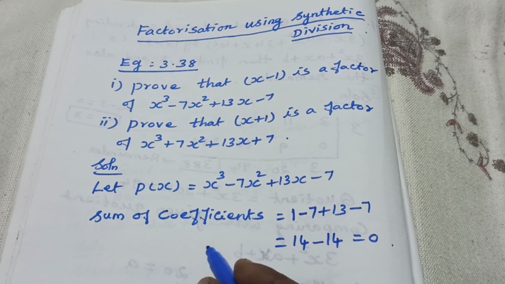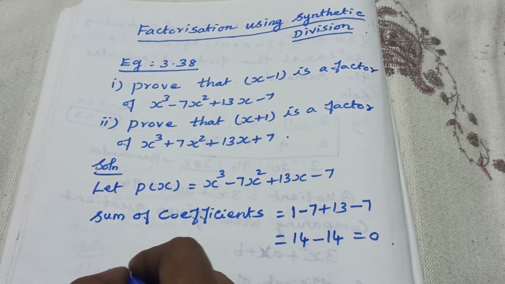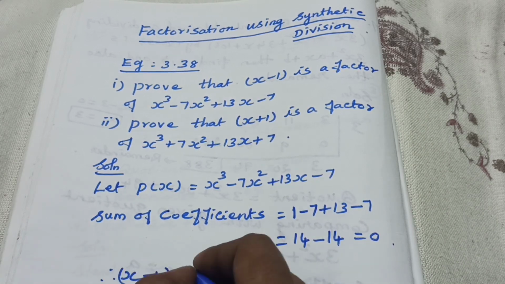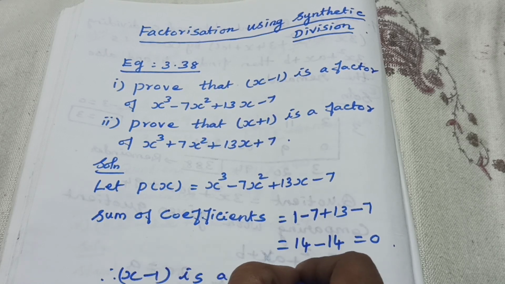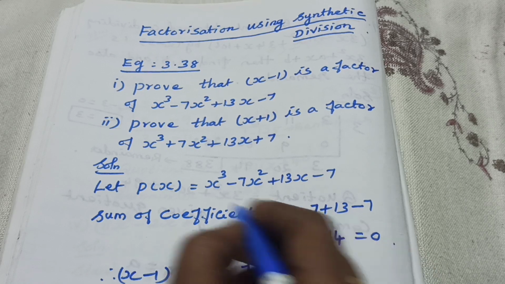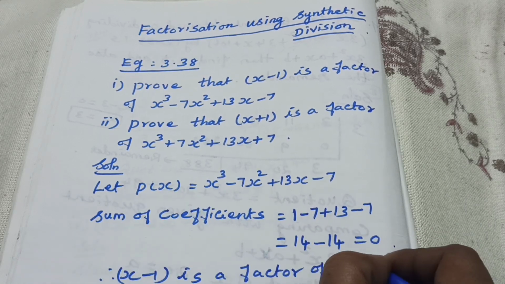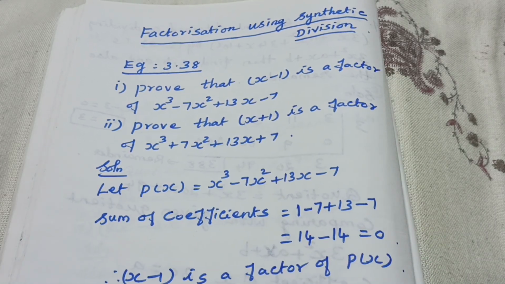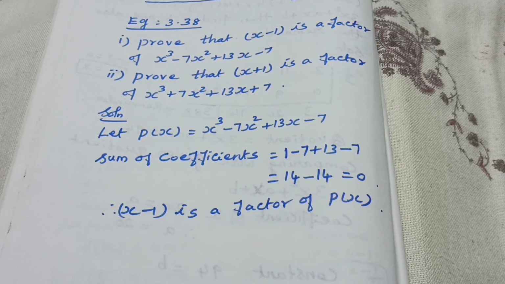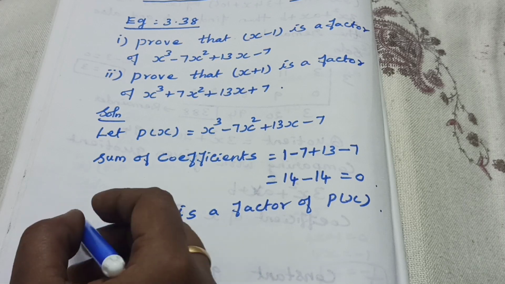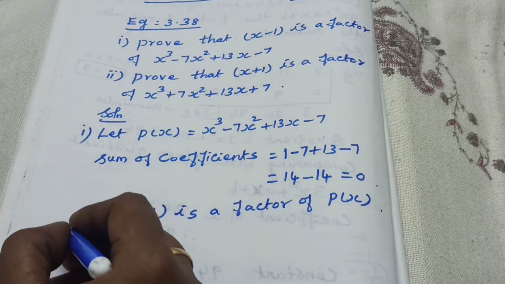At once what can we write? Therefore x minus 1 is a factor of P of x. Am I correct? x minus 1 is the factor of P of x. This is the first question. Then the second one.